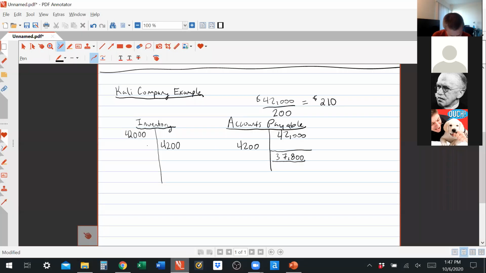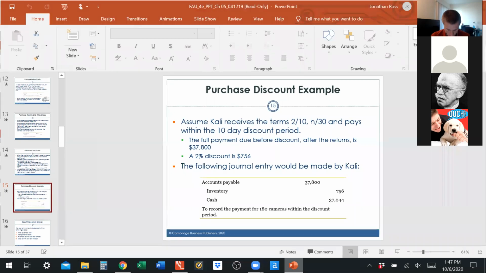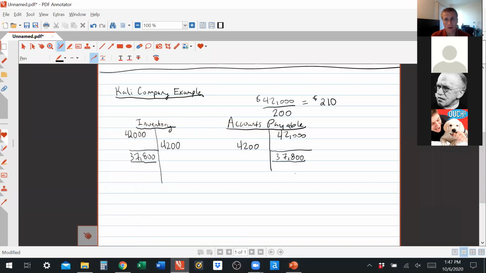And our inventory account is sitting over here with 37,800. Put an underline under the balance. Now assume we pay within the 10 days. So we owe 37,800, and that's what we have to pay if we pay between days 11 and 30 from now, right? If we wait longer than 10 days but within 30 days, we have to pay 37,800. But if we pay within 10 days, and suppose we do, what's the journal entry for whenever we pay them?